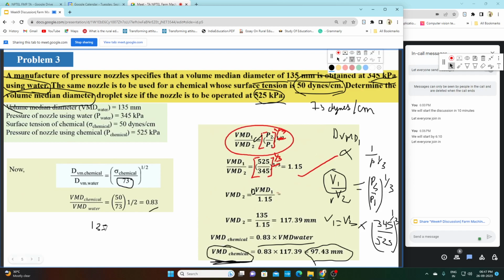So when we do this, we will get our VMD1 or VMD chemical. That will be equal to 135 into 0.83, into 345 divided by 525 to the power 1 by 3. When you do this, you will get VMD chemical as 97.43 millimeter. So this is your answer.